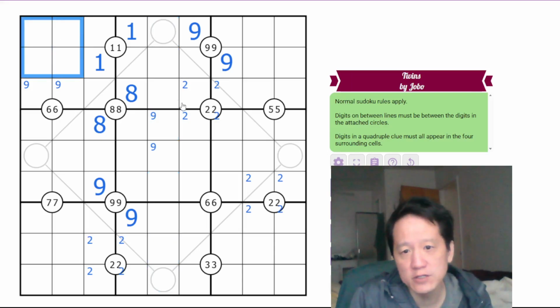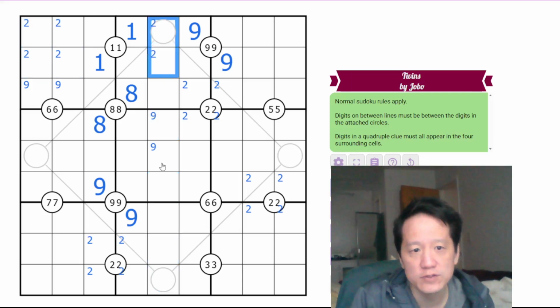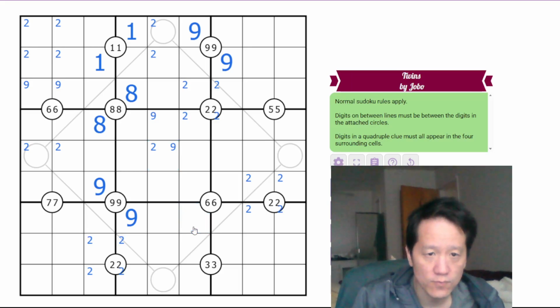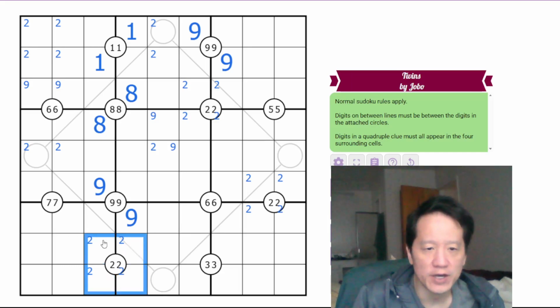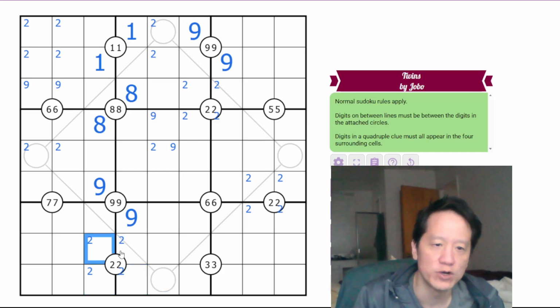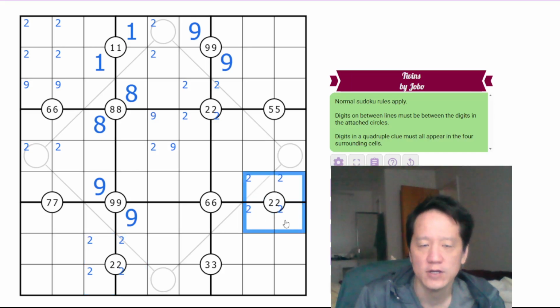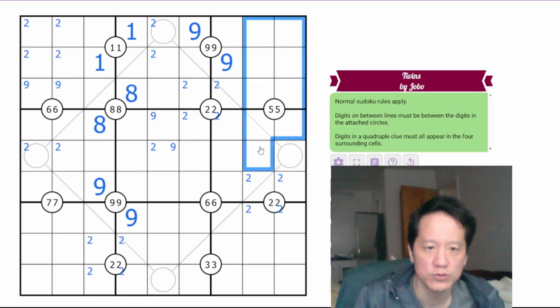So the remaining 2s have to be one of these two, one of these two, one of these two, or this cell. The reason we know that is because we have two 2s in these columns, which eliminates 2 from the rest of the column. We have two 2s in these rows, which eliminates 2s in the rest of the rows, right? Because you can only have one 2 per row, and we have two 2s here, so you can't have any 2s in the rest of the rows or columns.